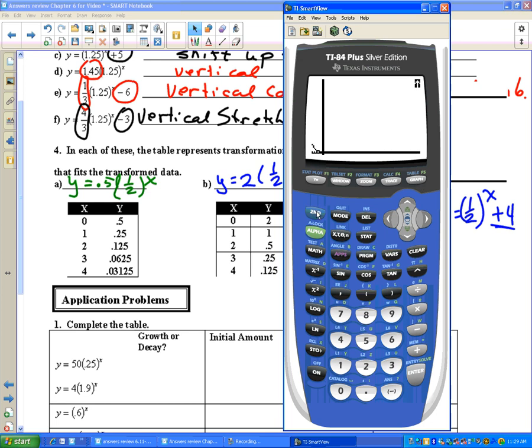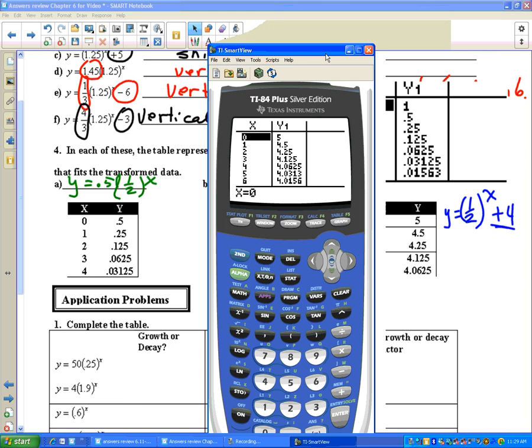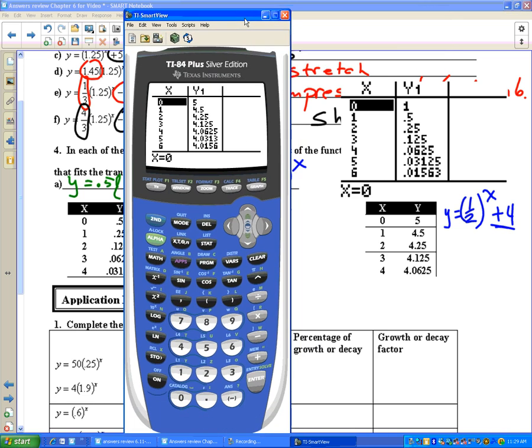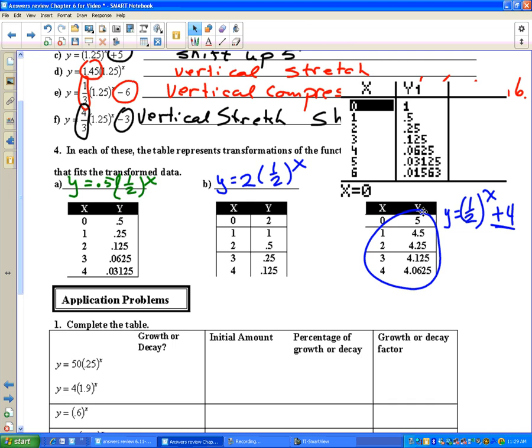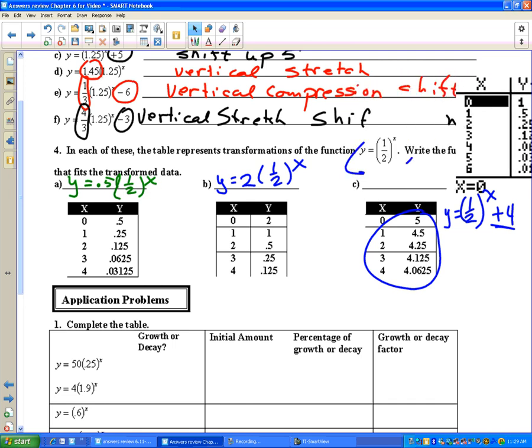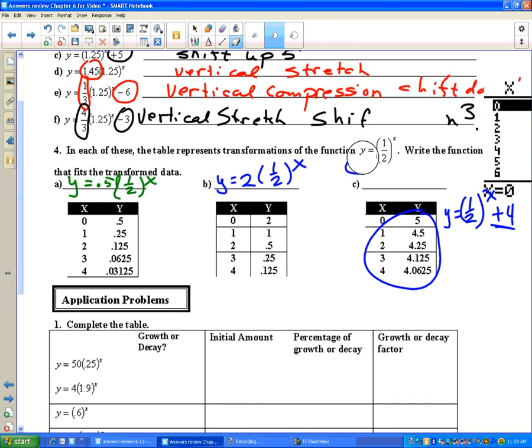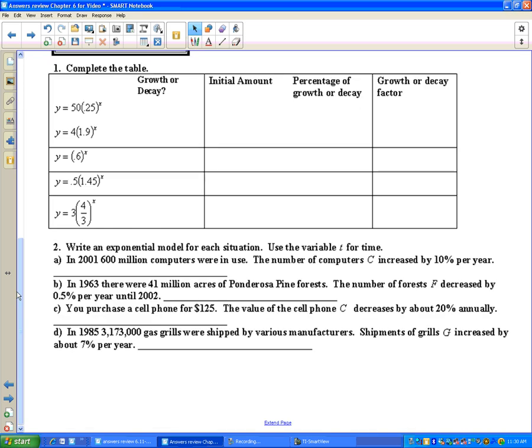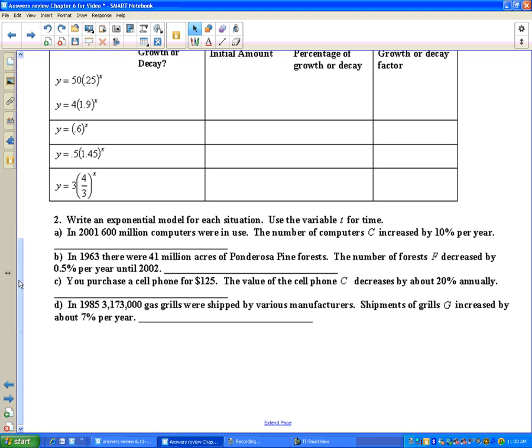And again, I don't want the graph, I want the table. But do you see that this table now matches this table? So I was correct in saying that y is equal to 1/2 times x plus 4. All right, let's continue. Undo what I just did. Okay.